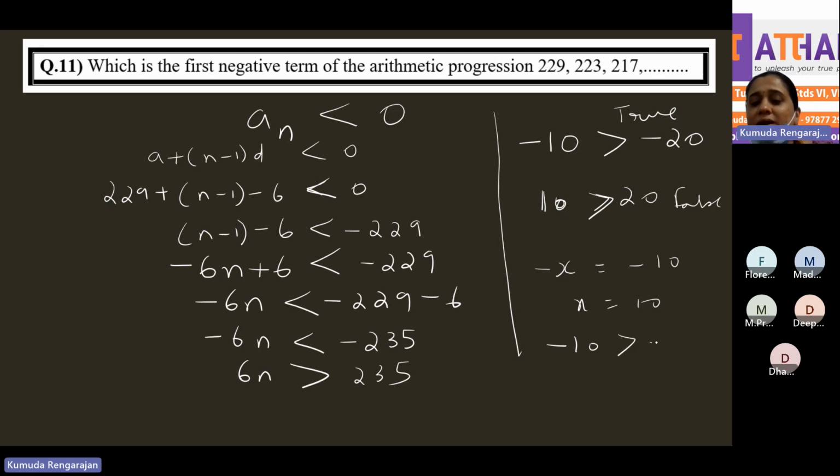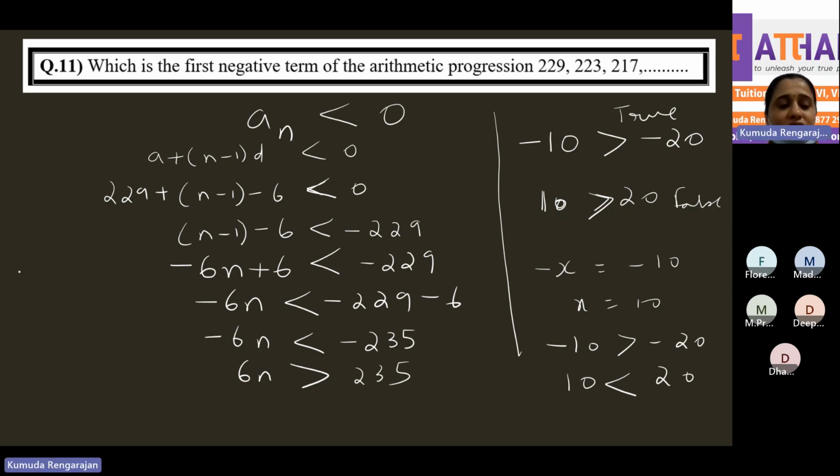Minus 10 is greater than minus 20 is true. But when you change the signs on both the sides, 10 and 20, when you cancel the minus signs, it is 10 less than 20. This is true. So when you change the signs on both the sides, when you cancel the minus on both the sides, reverse the inequality. So minus 6n, minus 235 becomes 6n, 235. Less than becomes greater than.